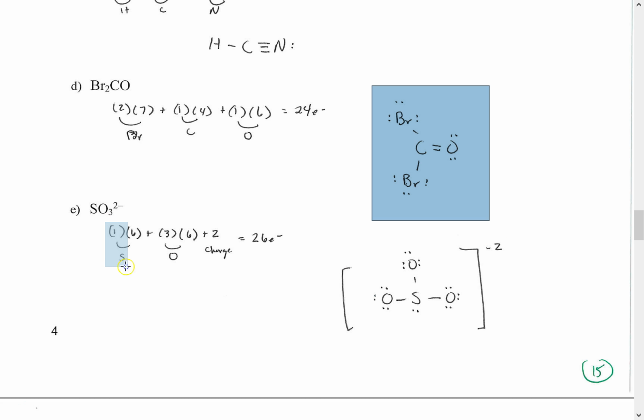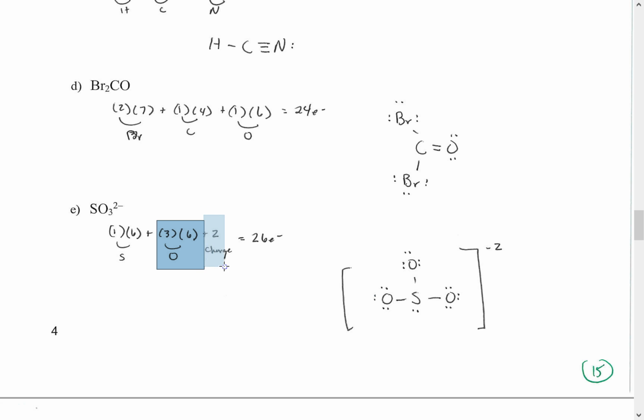So the pot of valence electrons looks like this. The sulfur is 1 times 6. The oxygen is 3 times 6. And since it's negatively charged with a -2, you need to kick in 2 electrons. So collectively, the pot of electrons to put around your Lewis structure is 26.